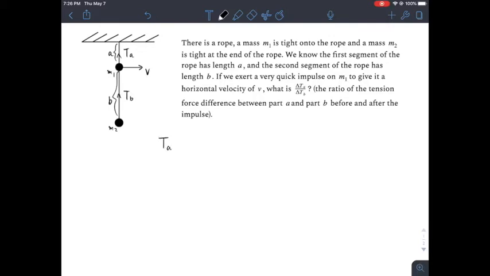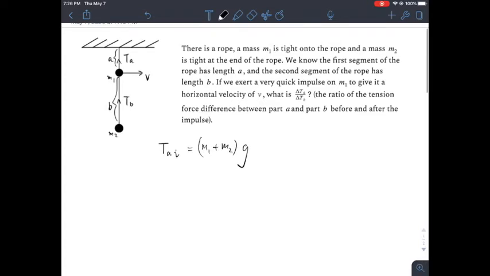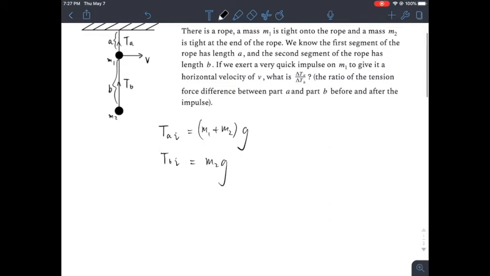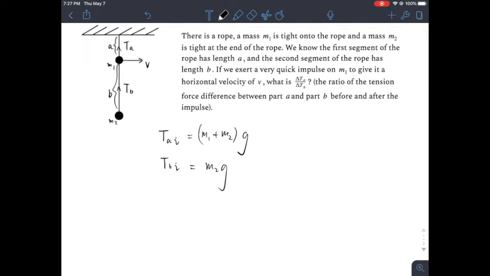So welcome back guys. First let's lay out what we know, because we need to know the change of the tension force. We know the initial tension force and the final tension force. So let's first figure out the initial tension force of TA and TB. We see clearly that TA initial will be equal to m1g plus m2g, and TB initial will be equal to m2g. What is TA final?